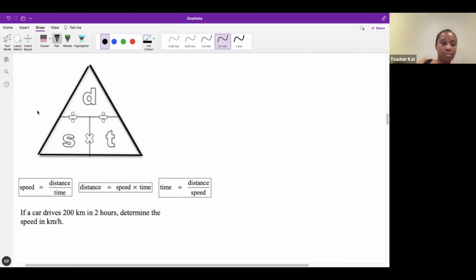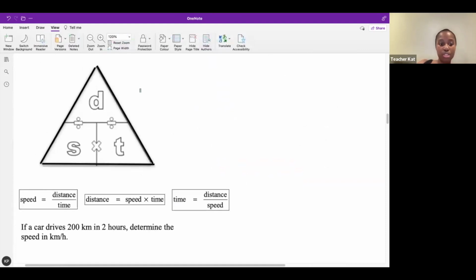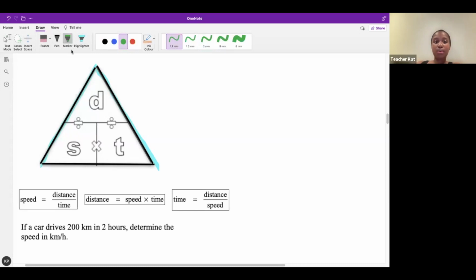Okay, so you guys should have all seen this triangle before. I'm pretty sure every teacher teaches this. Some of them call it the DSTV because the V is the one that's upside down making the triangle. This is the distance, speed, and time triangle, and it helps you remember how we work out each of them.